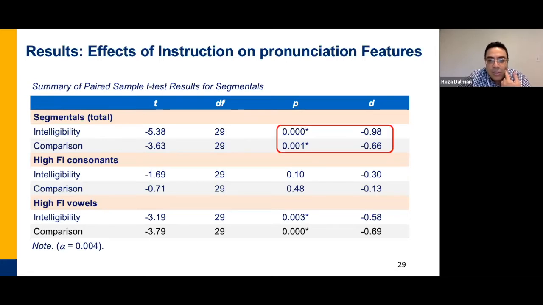For segmentals, the result showed that both the intelligibility and the comparison group improved from the pre to post-test. That means that they had fewer segmental deviations from the pre to post-test. However, the effect of instruction was larger for the intelligibility group than the comparison group. There was no significant improvement for high functional load consonants for the 2 groups. However, for high functional load vowels, again, the 2 groups made significant improvement from the pre-test to post-test. However, the effect of instruction was larger for the comparison group than the intelligibility group.